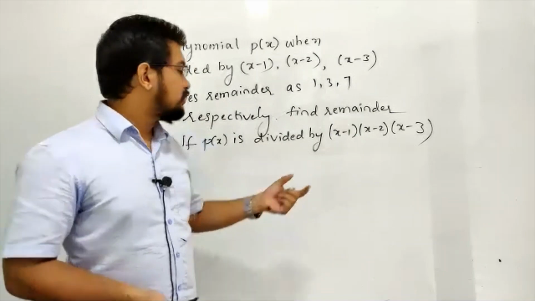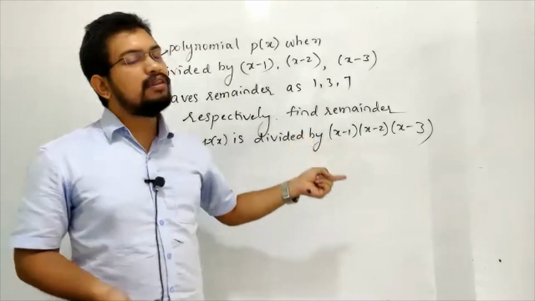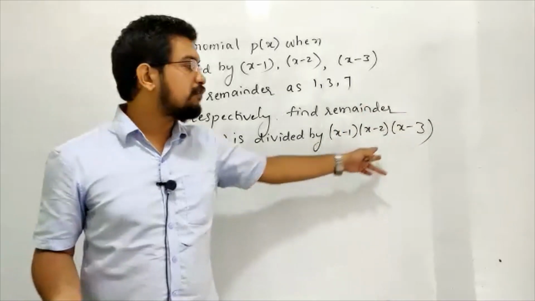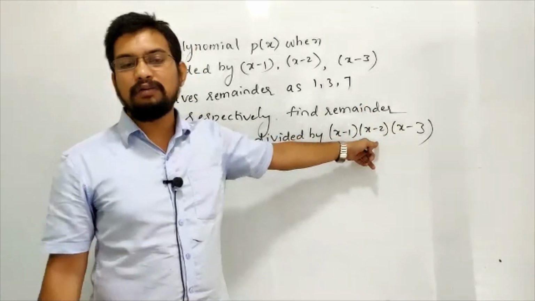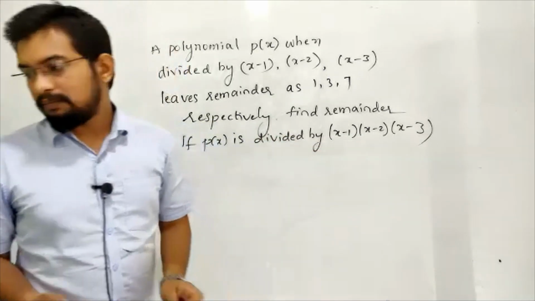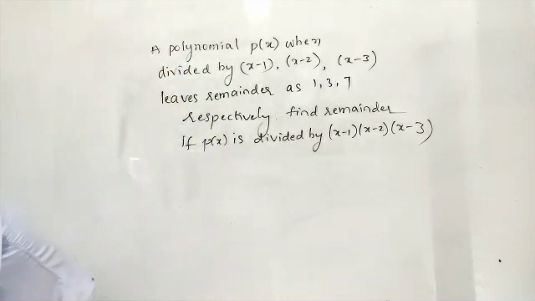Now what I'm doing is that I'm trying to divide it with x minus 1 into x minus 2 into x minus 3. I'm dividing with the cubic equation. Now, what will be the remainder? Time is 1 minute. Please try it.